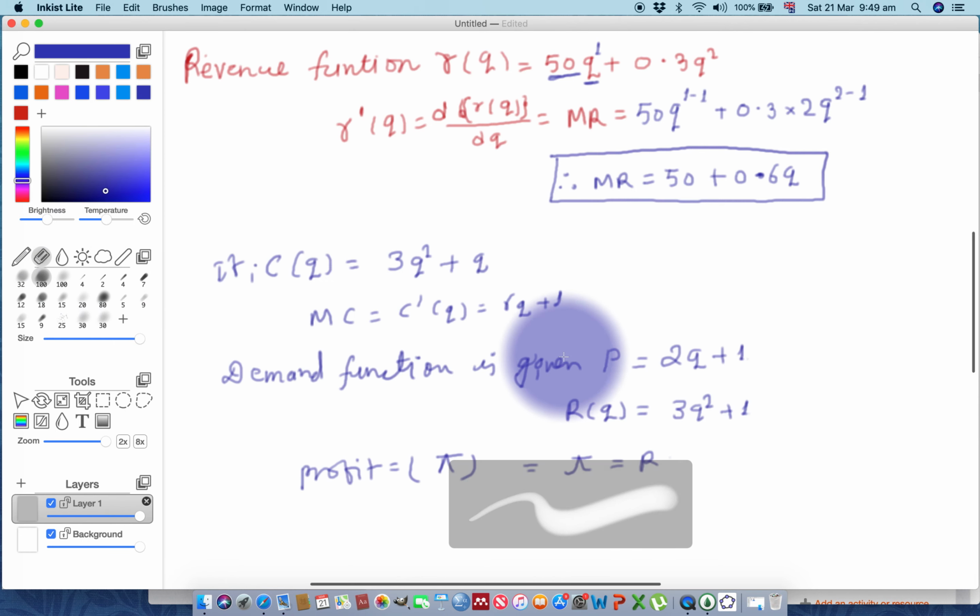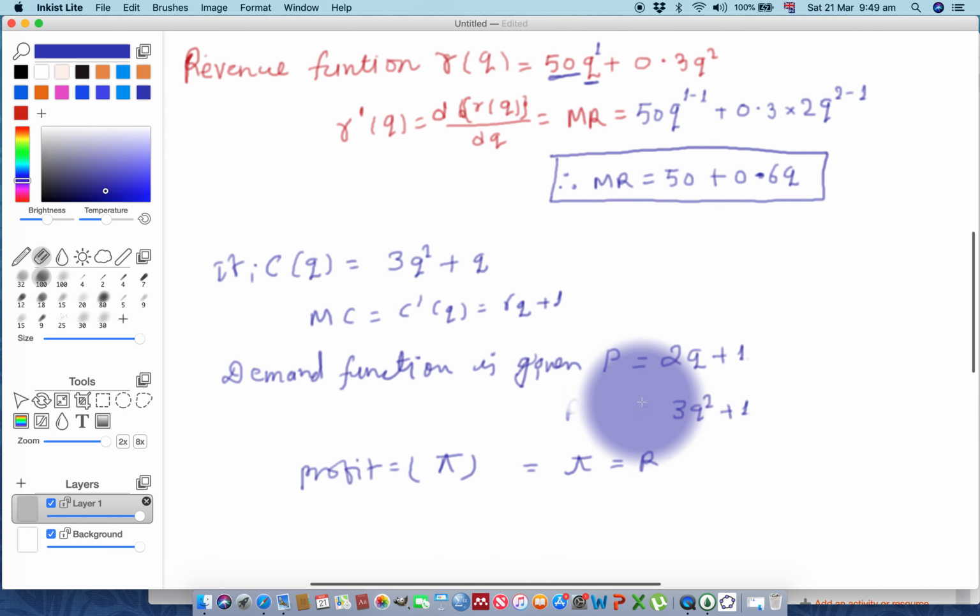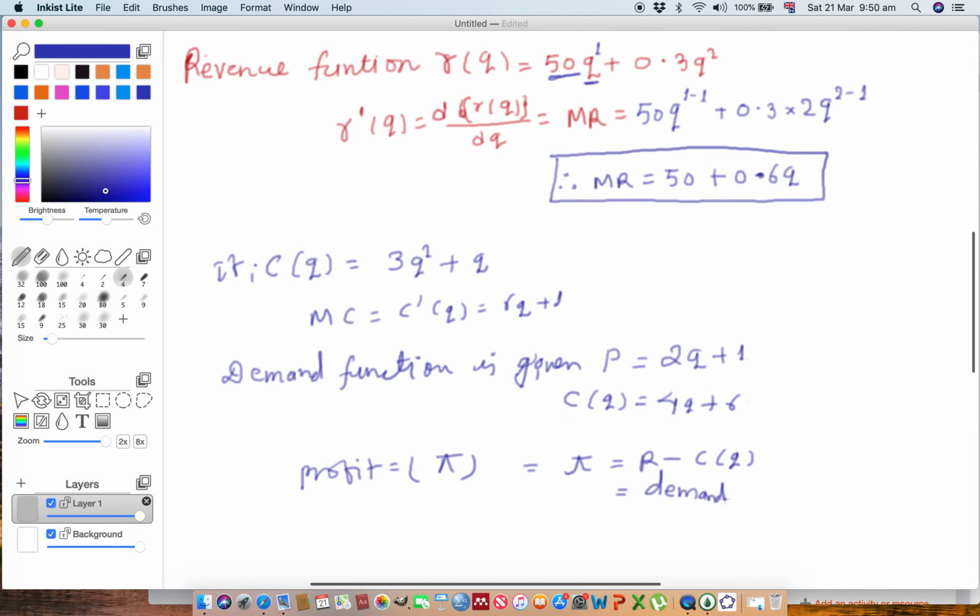Sorry, the revenue function is not given in this case. The demand function is given, and the cost function is given. C(q) is equal to 4q plus 6. This is the cost function. The profit function is equal to revenue minus cost function. I don't have the revenue function over here, so revenue function is demand into quantity.